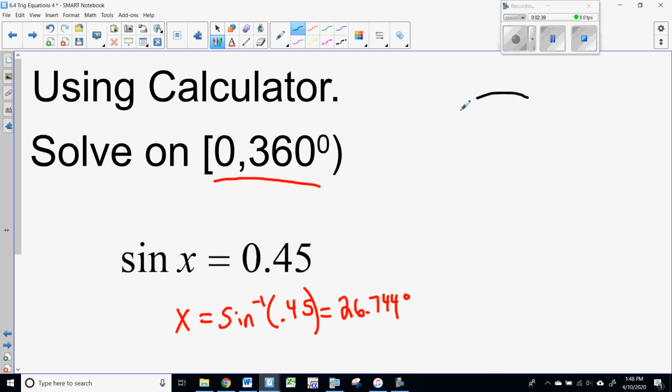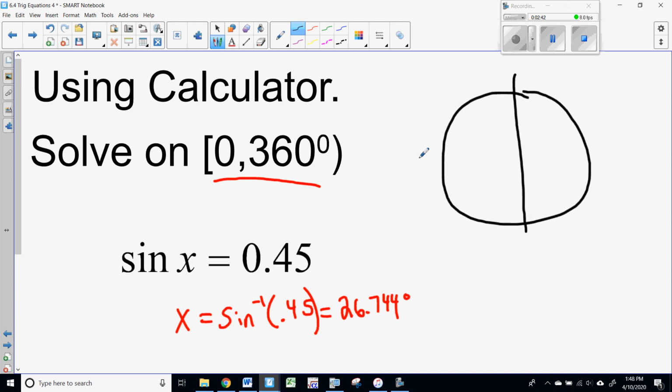So if we think about our unit circle, 0.45 is right there. And the first angle that we just found is 26.744. The problem is on 0 to 360, we have another angle over here that we need to find. And our calculator will not give that to us. So that's why it's important here, one, to draw a picture to help us see where that is.